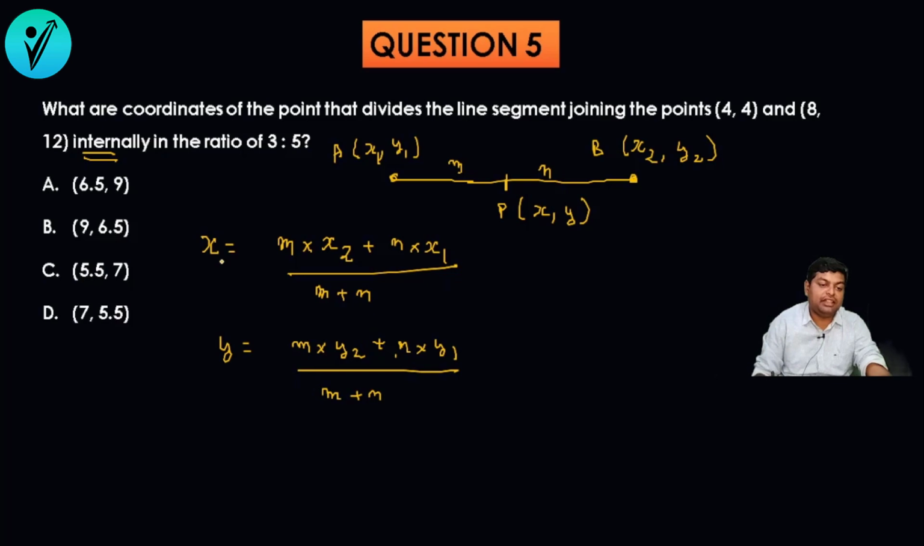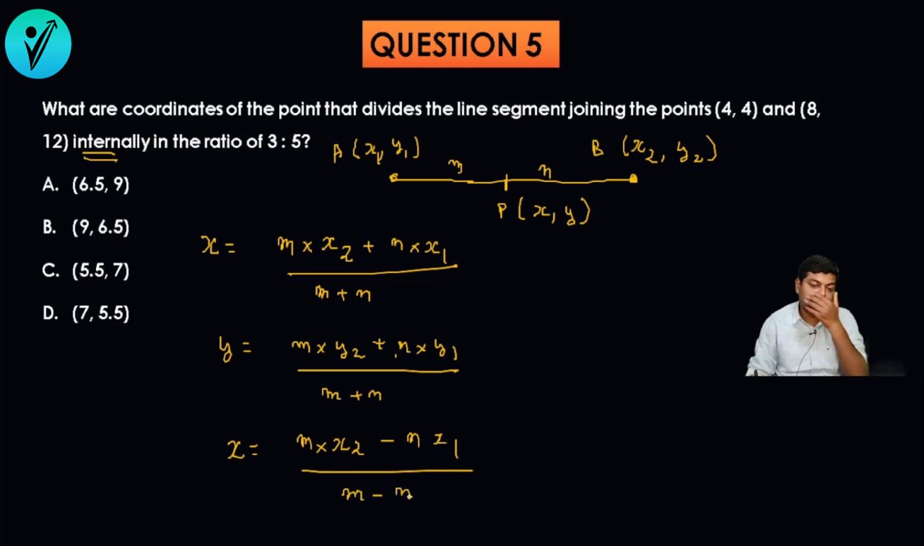But had the question been externally, if the point P is dividing it externally, then what do we write? For abscissa it will be written as m into x2 minus n into x1 upon m minus n. Similarly, for y also we will be writing like this with a negative sign. For internal division we will be using a positive operator. For external division we will be using a negative operator. So in this question, we have to divide the two points in internal ratio, so we will be using this formula. Let's use this formula and directly get the answer.